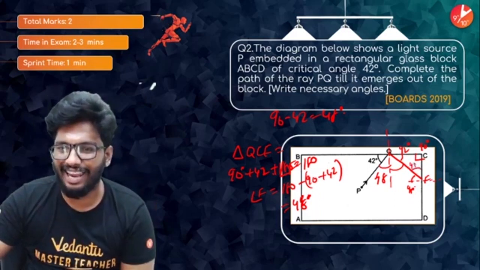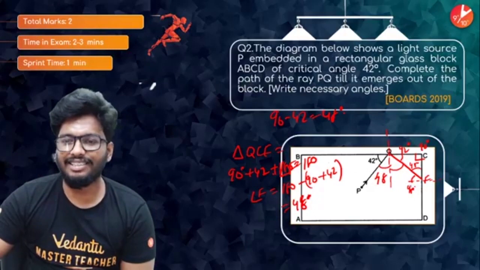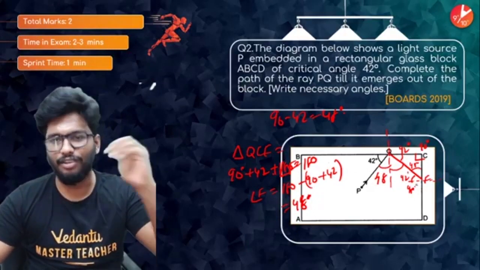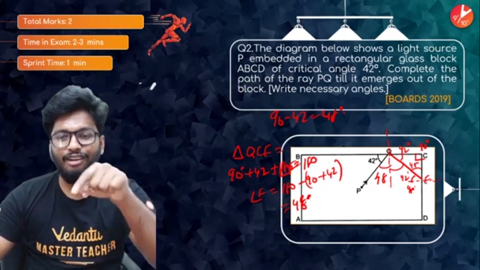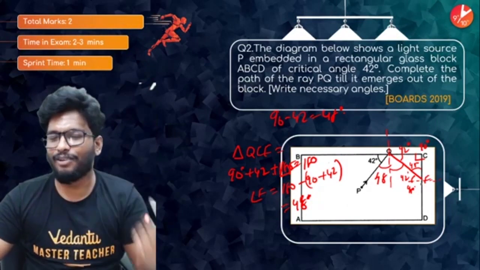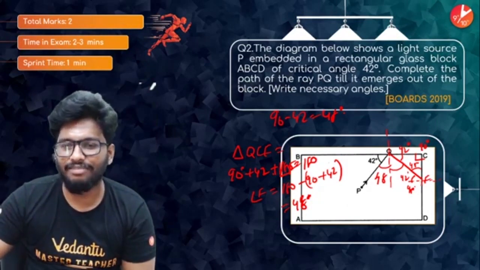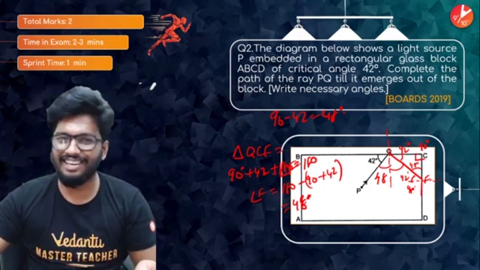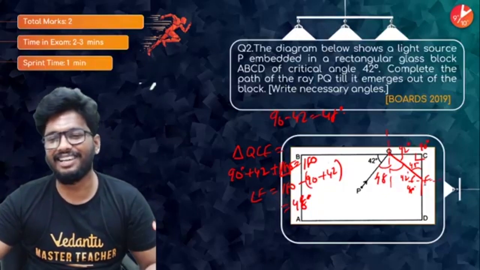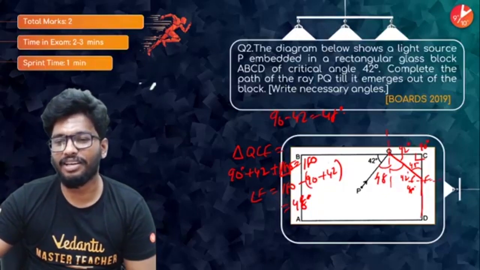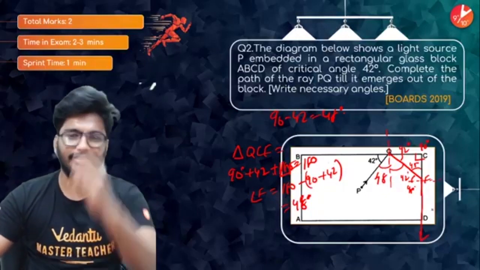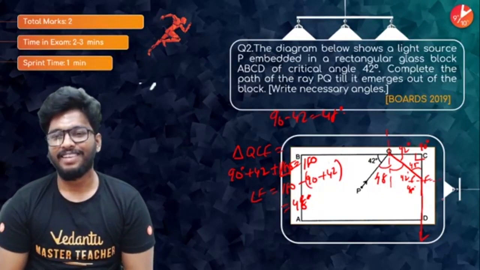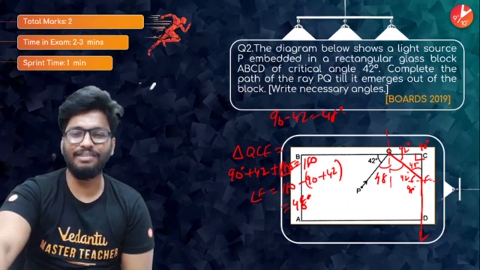So this will be 48 degrees, right? If this is 48, this will be 42 degrees then, because again 90 minus 48 is 42. So the angle of incidence on the second surface is 42 degrees. So what will happen? It's basically hitting at the critical angle. When the angle of incidence is equal to the critical angle, the angle of refraction will be equal to 90 degrees. So the ray of light would pass along the surface of CD. This would be the answer for this question.